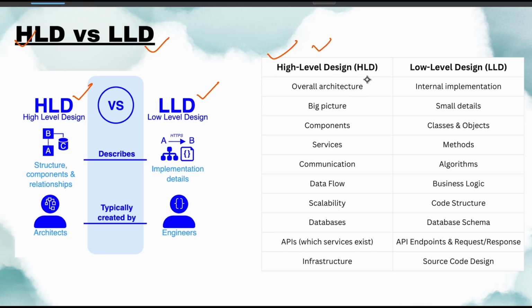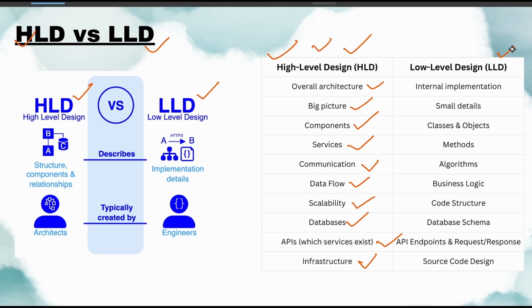In this high level design, we need to talk about the overall structure of the software that we are going to build, the overall architecture, a big picture of the software, what components we are going to have, what services we are going to build, and how we are going to do communication between the services, the data flow, how we can scale, what database we are going to use, which API services we are going to use, and all the infrastructure planning. All of this happens in the high level design.